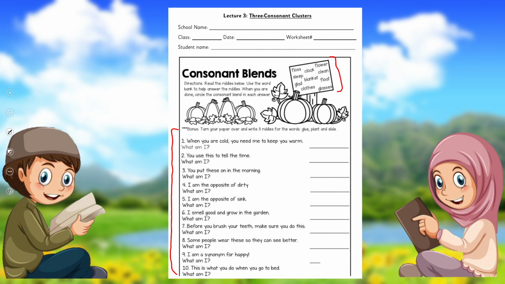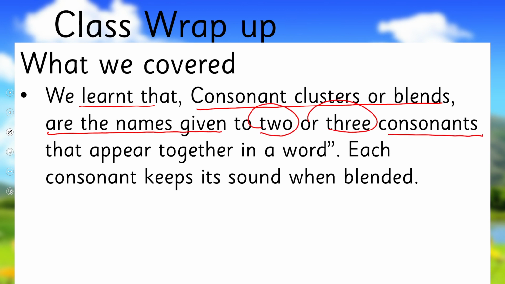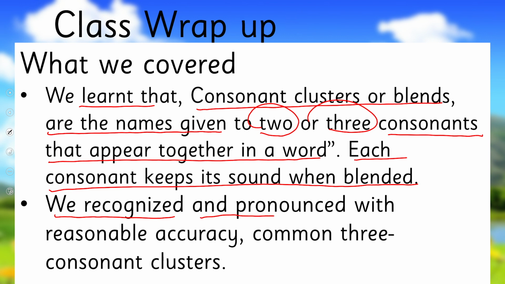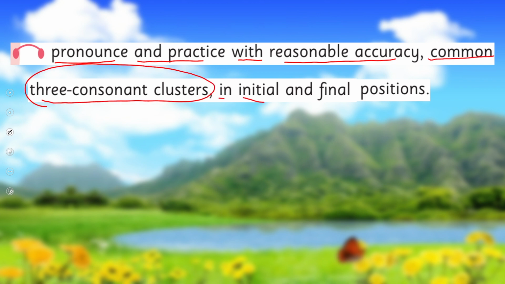So what we have learnt today, we learnt that consonant clusters or blends are the names given to 2 or 3 consonants that appear together in a word, and each consonant keeps its sound when blended. We recognized and pronounced with reasonable accuracy common 3 consonant clusters, and in this way we achieved our SLO to pronounce and practice with reasonable accuracy common 3 consonant clusters in initial and final positions.